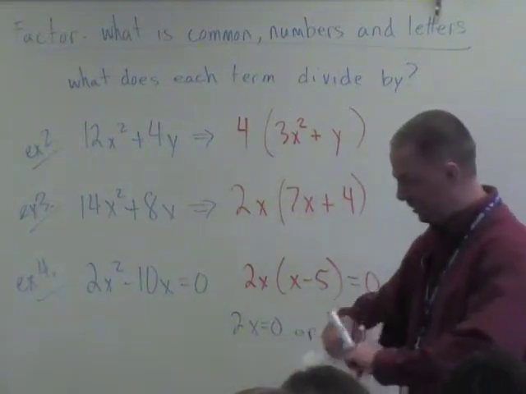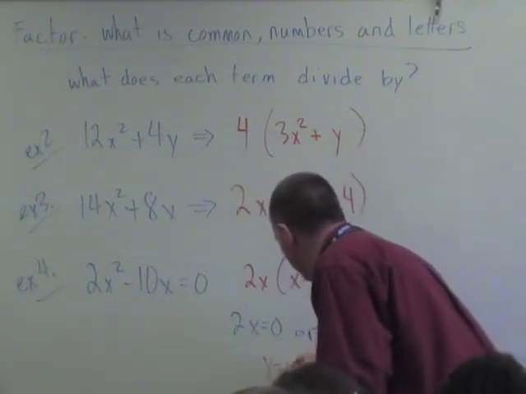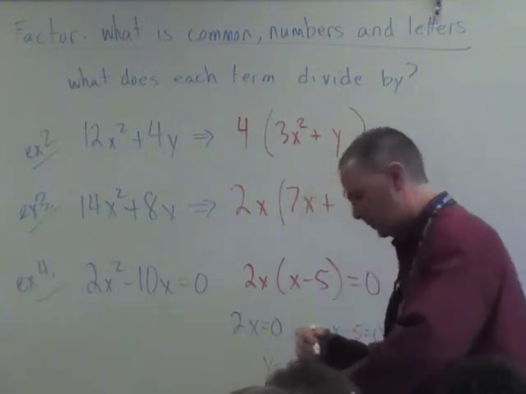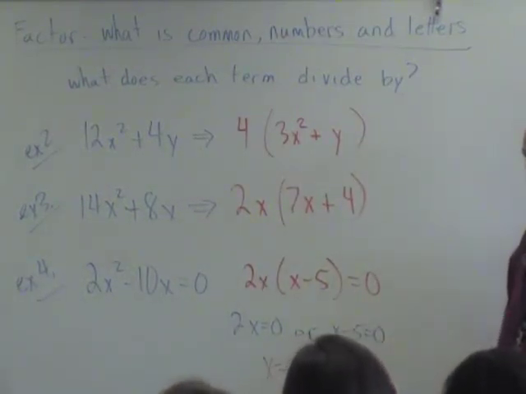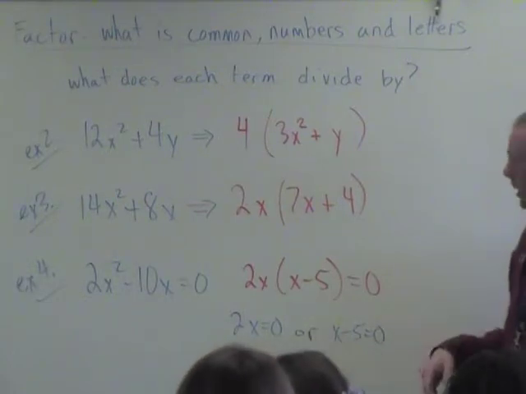Divide off 2, x equals 0. And 5. And 5. Good. Can't x always equal 0? Always? No, not if you're doing just addition. Right. Okay, example 5.